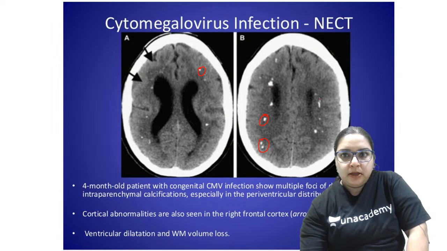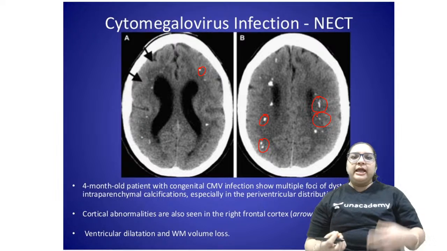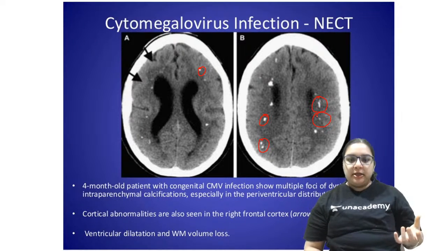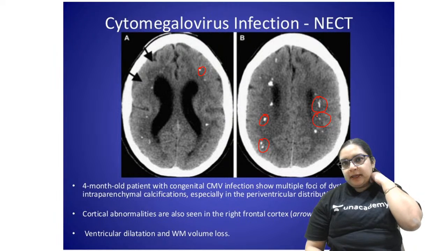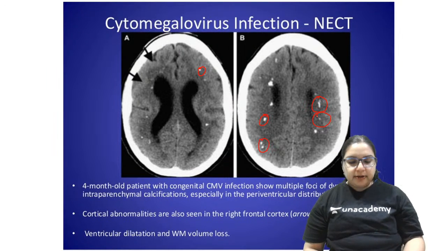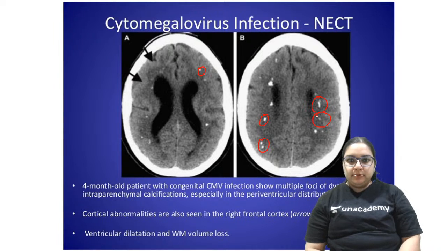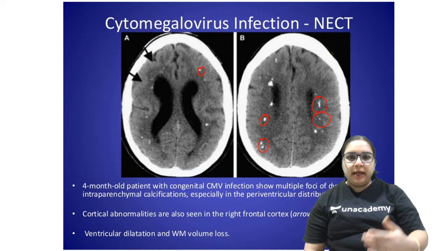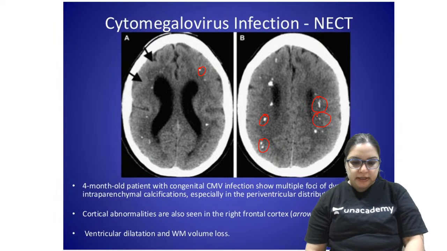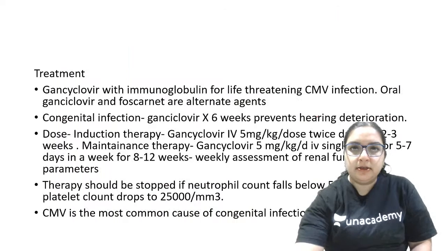Always remember this. Now with this you can compare the calcifications of the toxoplasmosis. Again, for that you'll have to visit my yesterday's lecture. I'll share the link of my yesterday's lecture also in the Telegram channel, so that you all know. Okay, and cortical abnormalities are seen in the right frontal cortex. Well, we can skip that for now, but definitely the intracranial calcifications are very classical over here.